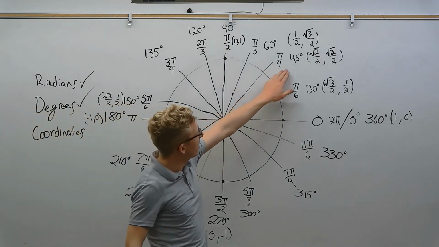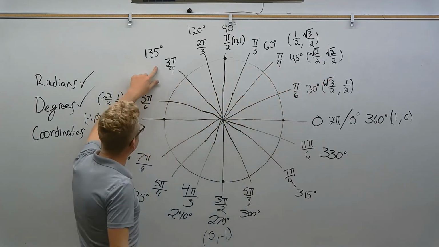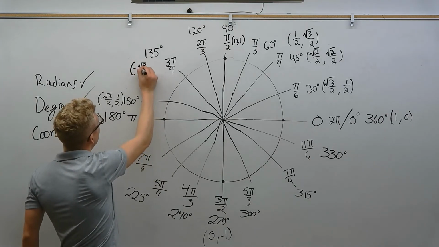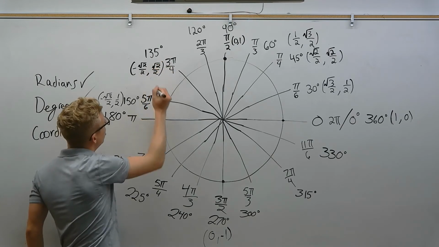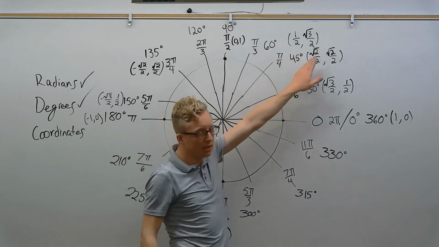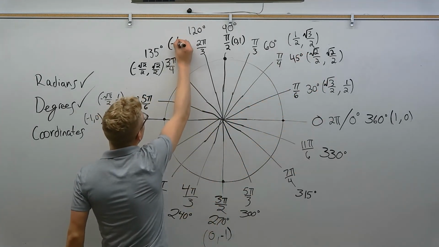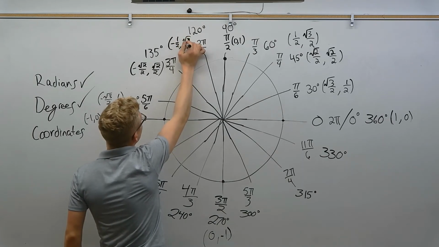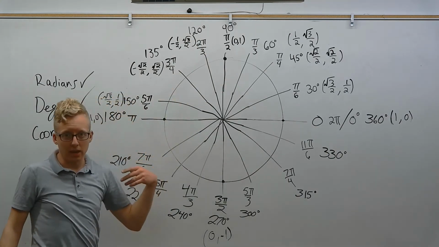Same thing for this. We have root 2 over 2, root 2 over 2. We need to negate the x-coordinate. So we have negative root 2 over 2, positive root 2 over 2. And then up here we have positive 1/2 and positive root 3 over 2. So if we just negate that, then we have negative 1/2, positive root 3 over 2. We have the second quadrant done.